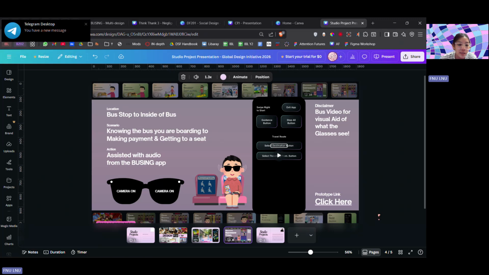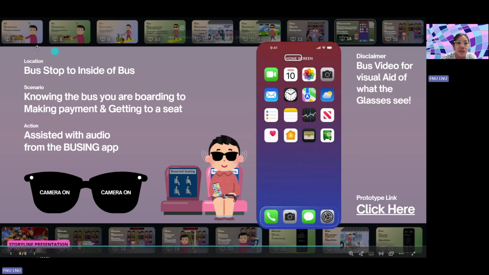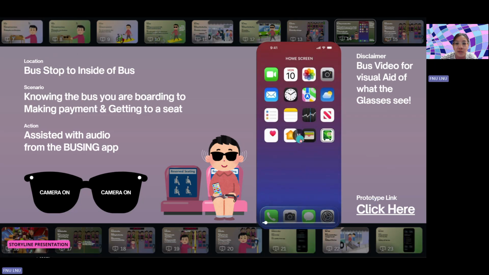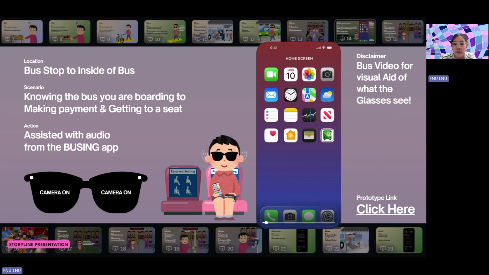Basically, I created an app that also links to those Ray-Ban glasses, which can do computer vision. That was my project. I did my presentation in somewhat of a storyboard sense. Let me just open this. At the top, it's all of these little storyboards of the person going through the entire bus journey. That was for me.